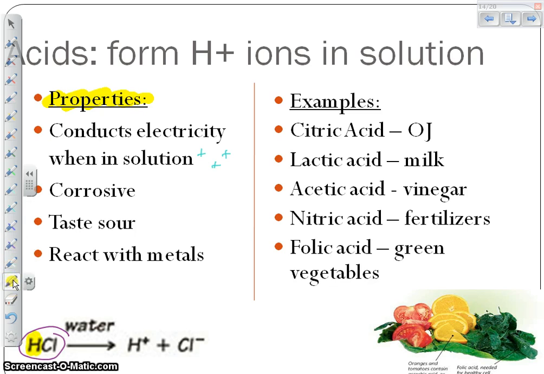Okay. Now, examples of acids, we see a lot in foods: your citric acid in orange juice, your lactic acid in milk, your acetic acid in vinegar, your nitric acid in fertilizers, and folic acid in green vegetables. Okay, many of your acids, when we look at our scale, are going to be things that happen to be in food. Now, once we get to the stronger acids, they cease being edible, but a lot of your weaker acids are organic.